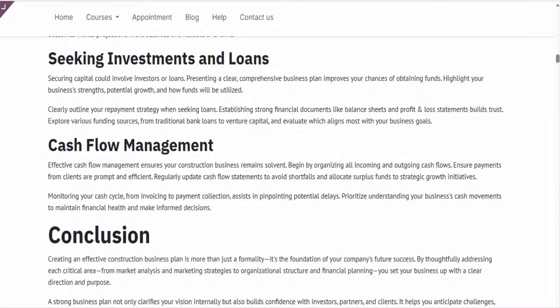Highlight your business's strengths, potential growth, and how funds will be utilized. Clearly outline your repayment strategy when seeking loans. Establishing strong financial documents like balance sheets and profit and loss statements builds trust. Explore various funding sources, from traditional bank loans to venture capital, and evaluate which aligns most with your business goals.